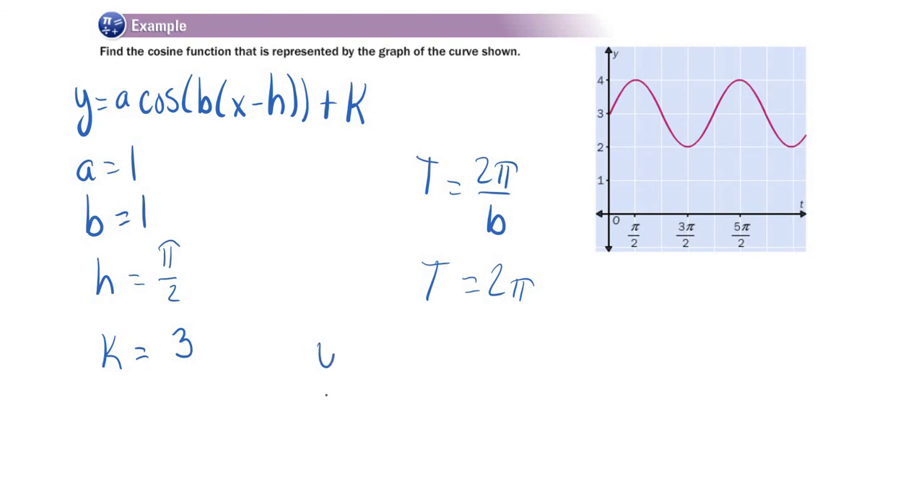Now, let's just put it all together. So y equals, of course, A is just a 1. Cosine, B is a 1. And so we've got x minus pi halves, and we are plus 3. Now I could also always go graph that in my graphing calculator. I could go to desmos.com and graph that, maybe make a similar viewing window just to check myself, right, and see that, hey, that is correct. But you just walk through it, break it down, find the different pieces, and you can come up with an equation. Not too bad.